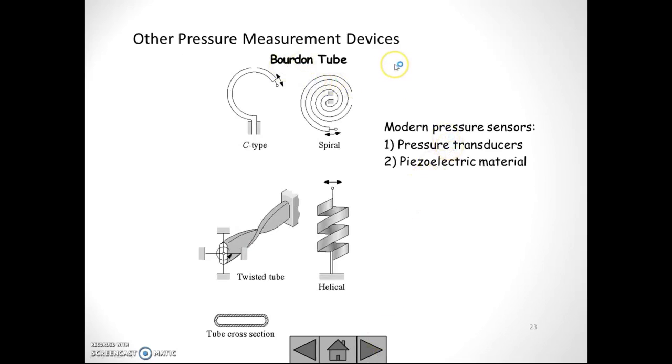For other pressure measurement devices, we also have the Bourdon tube, of the C-type or spiral, twisted tube, or helical tube cross-section. And there are modern pressure sensors, which use pressure transducers and piezoelectric material.